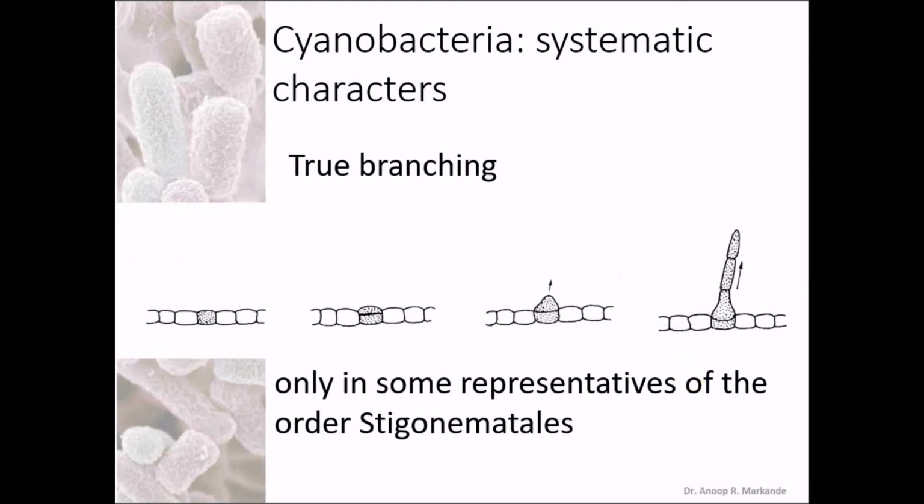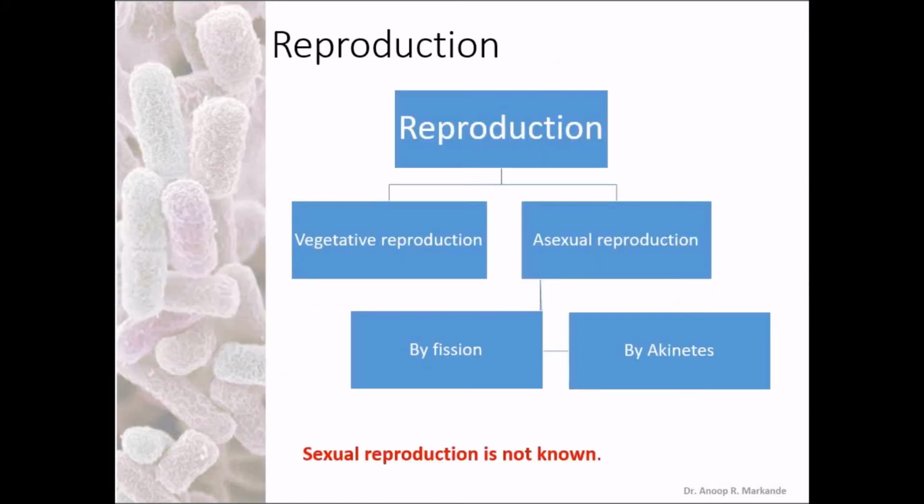Sometimes we also see true branching, but that is only seen in some representatives of order Stigonematales. When we say reproduction of cyanobacteria, they show either vegetative reproduction, that is by breaking or by growing of the cells, or asexual reproduction, which includes fission or akinetes. In these organisms, sexual reproduction is not known. They might have it, but we have not yet seen it, so we don't know.